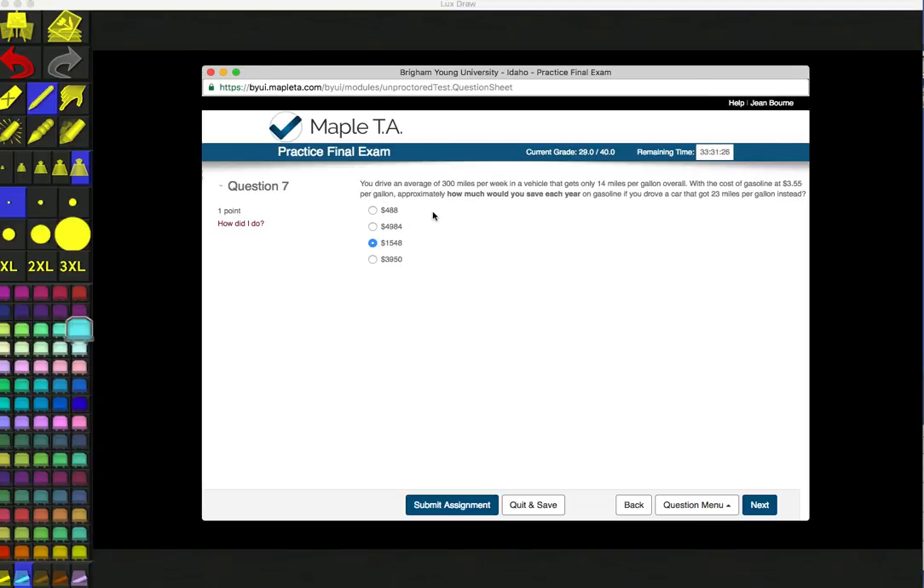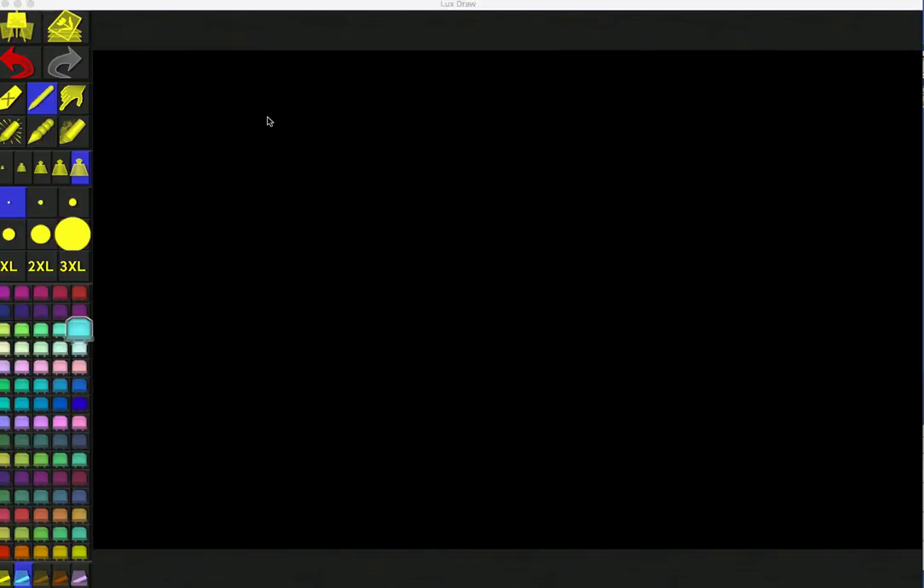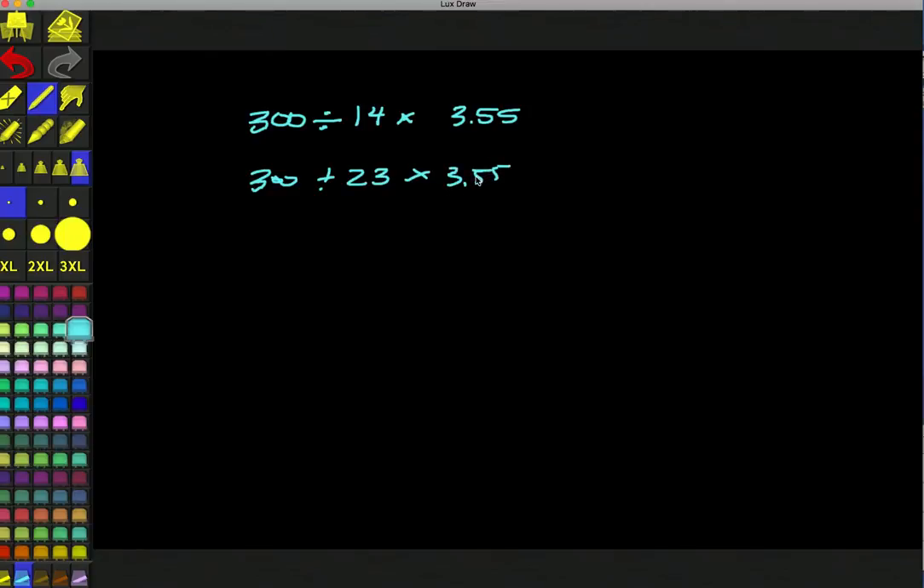Okay, so we have 300 miles per week, and it gets 14 miles per gallon. So I'm going to divide this by 14. 300 miles per week divided by 14 miles per gallon will tell me how many gallons of gas I have to buy. And then I'm going to multiply that times $3.55. On the other one, it's going to be 300 miles per week divided by 23 miles per gallon times 3.55. On both of these, I'm going to multiply it by 52, because that's just for 1 week.